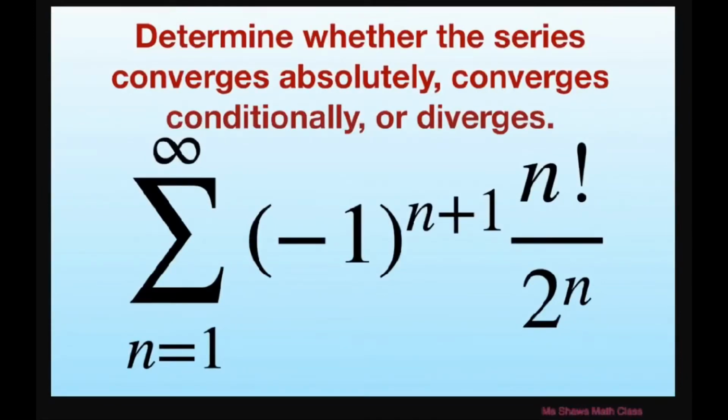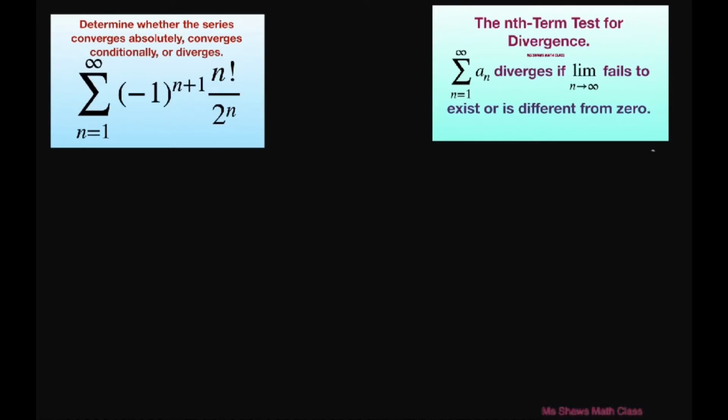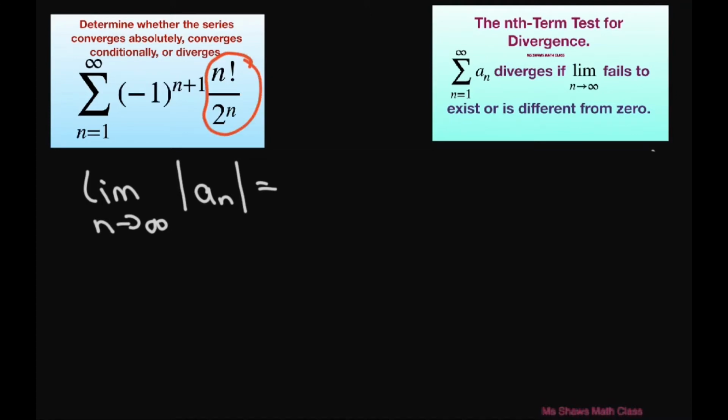Everyone. We're going to determine whether the series converges absolutely, converges conditionally, or diverges. So we're going to use the nth term test for divergence. I'm going to write this as the limit as n approaches infinity of the absolute value of a sub n. This is going to be your a sub n here. So this is going to equal the limit as n approaches infinity of n factorial divided by 2 to the power of n.